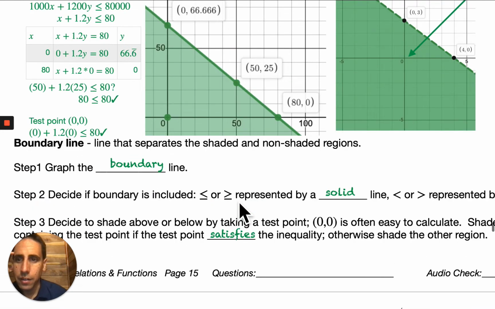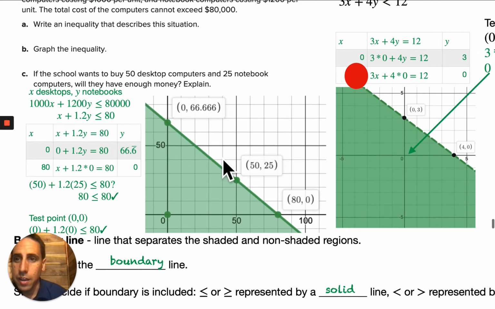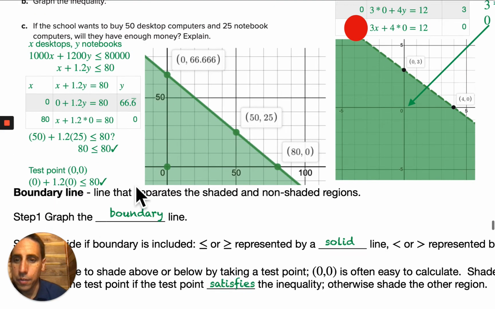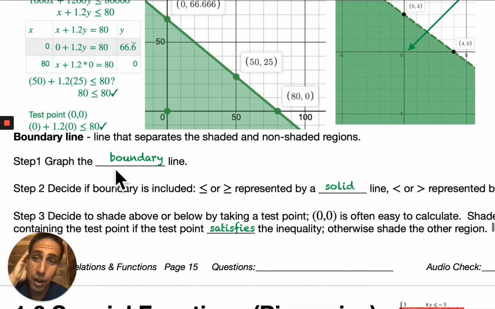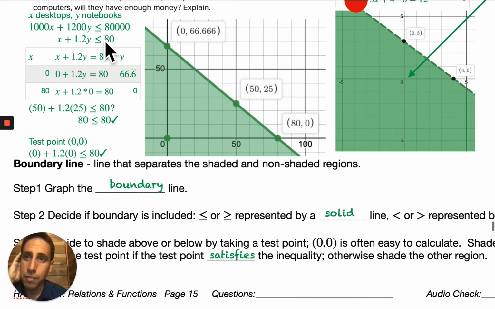The boundary line is this right here. It's the line that separates the shaded and non-shaded regions of an inequality. So the very first step is to graph the boundary line. And that's exactly what we did with this table. If you want to graph something, you've got to go equation, table, graph. And we're not trying to graph the inequality, just graph the equation version of that.